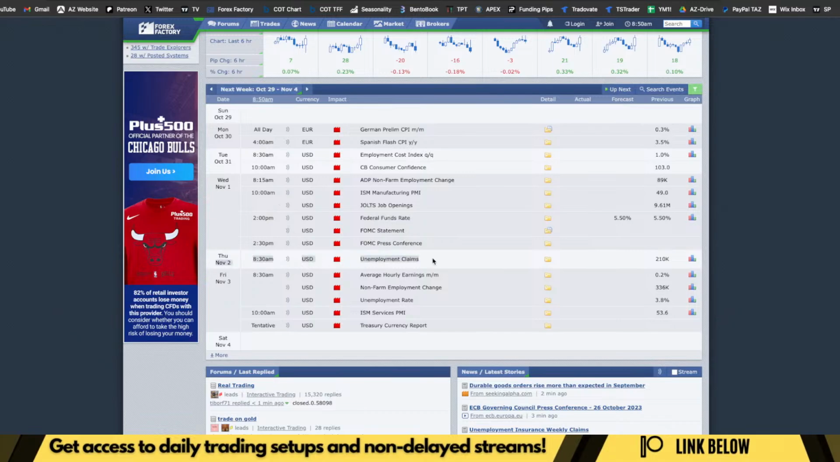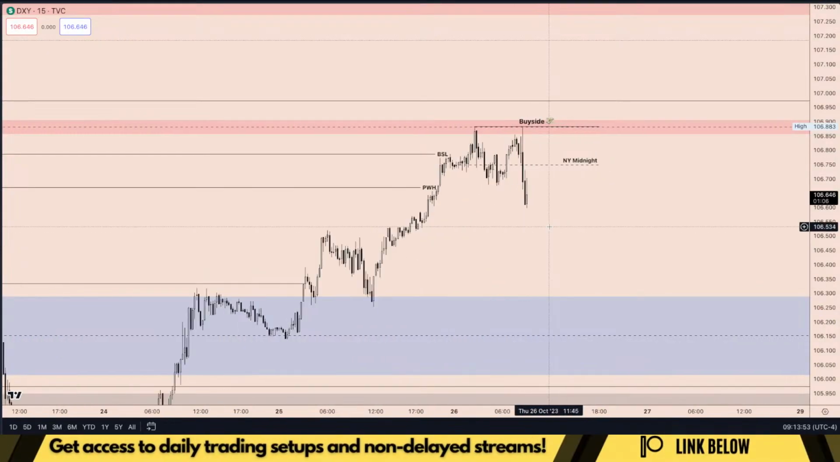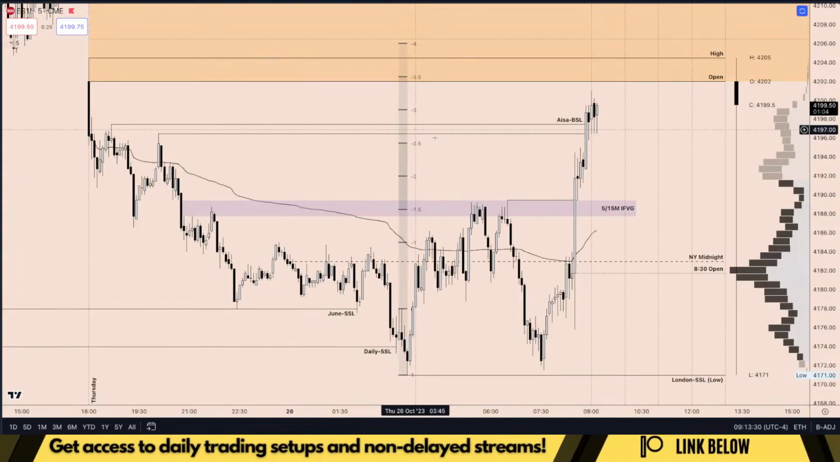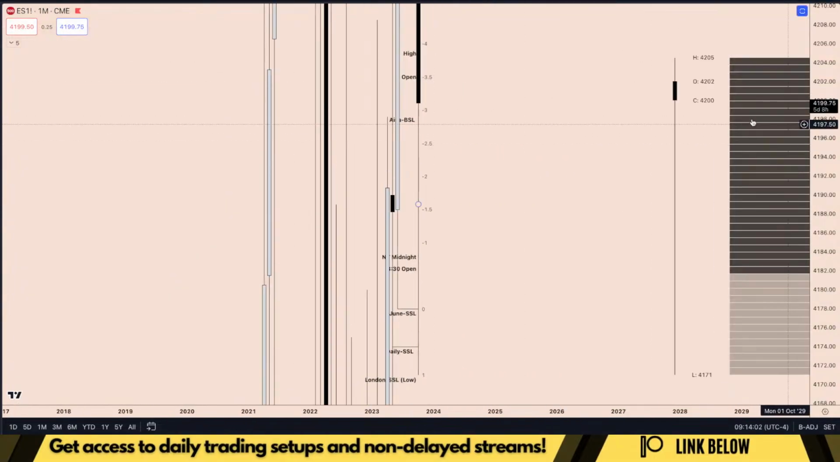And on Thursday, like every Thursday, we have unemployment claims. And on Friday, we get the average hourly earnings, the NFP Friday. ISM services PMI at 10 a.m. Gonna be a tricky week, but it's gonna decide in which direction we're gonna head towards during the month of November, because we are also almost at the end of the monthly candle.